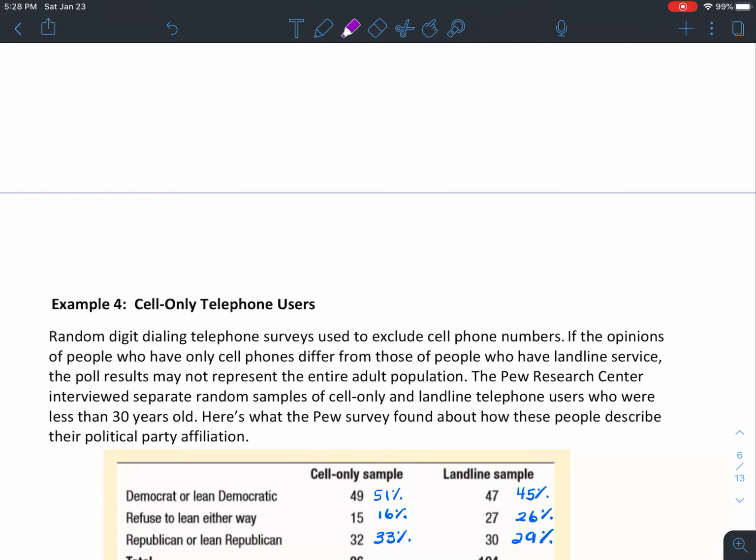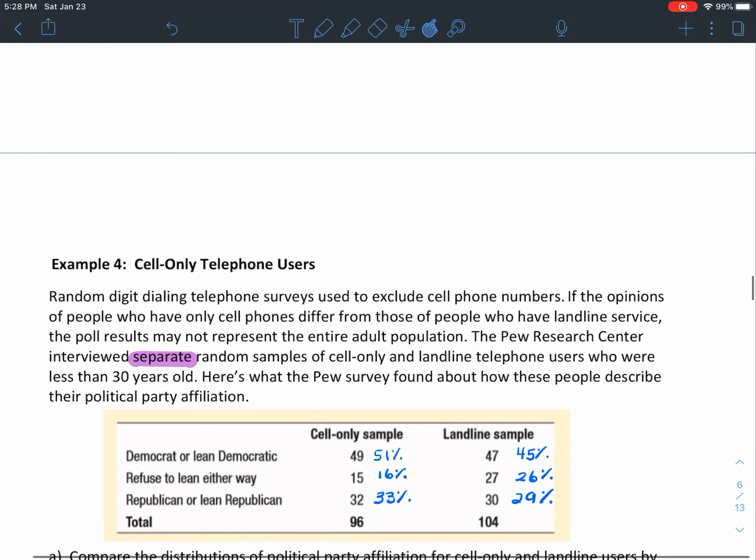So we see here that we're talking about 2 separate random samples, one of the cell phone user group and one that's exclusively the landline telephone user group, who were all less than 30 years old. And here's what the Pew survey found about how these people describe their political affiliation.